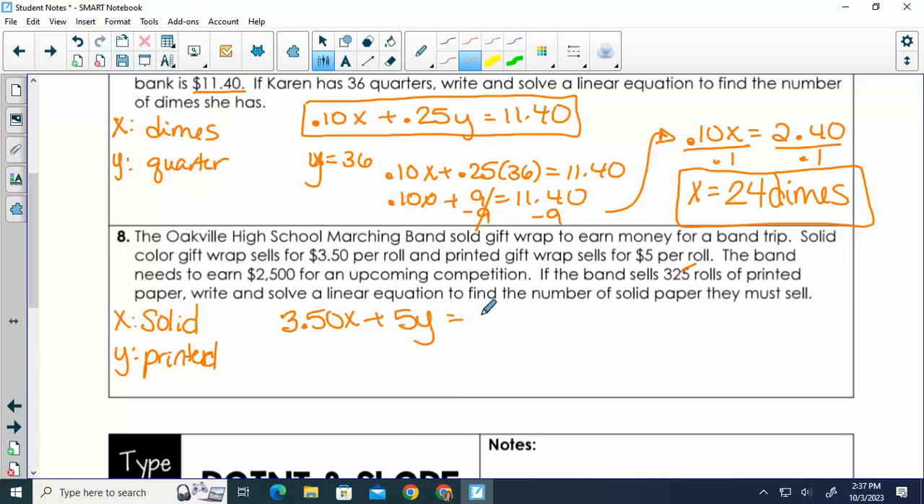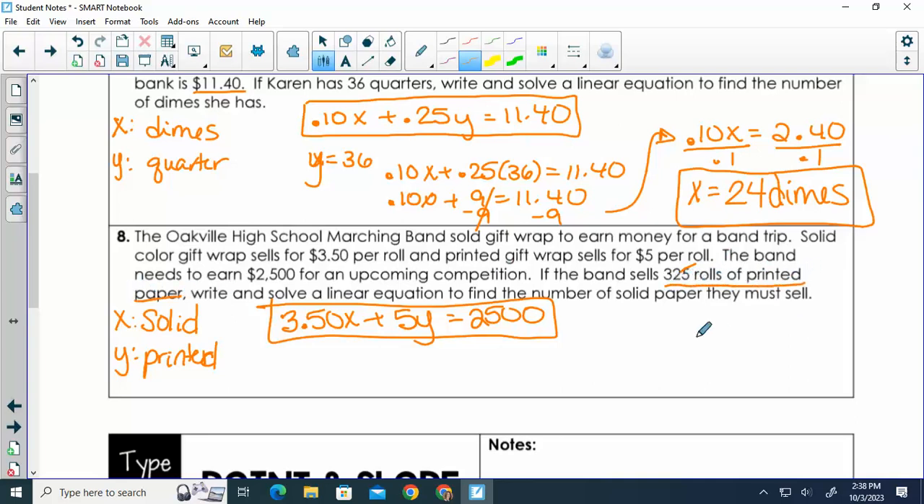And they earned $2,500. That's the equation. If you did not write that down, if you were plugging in numbers for X and Y first, you would lose points, because if I put this on a test or quiz, I'm going to say, what is the equation? You have to give me an equation with both X and Y in it before we plug in the other stuff. Then we know that the band sells 325 rolls of printed paper.